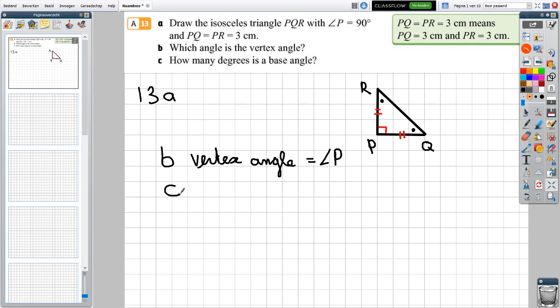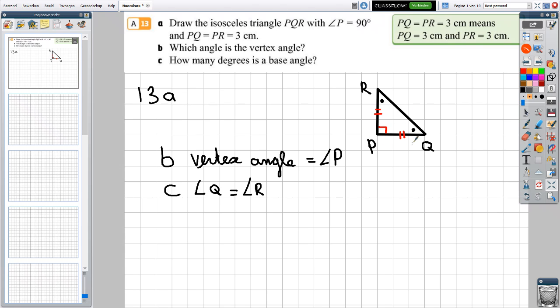Okay, how many degrees is the base angle in this case? Well, if you check, you know that angle Q is equal to angle R, right? So we know they at least have the same value. What you could do right here is, in chapter 7.3 we get a new rule which we could use here as well, but here take a look at the theory part about right angle triangles.